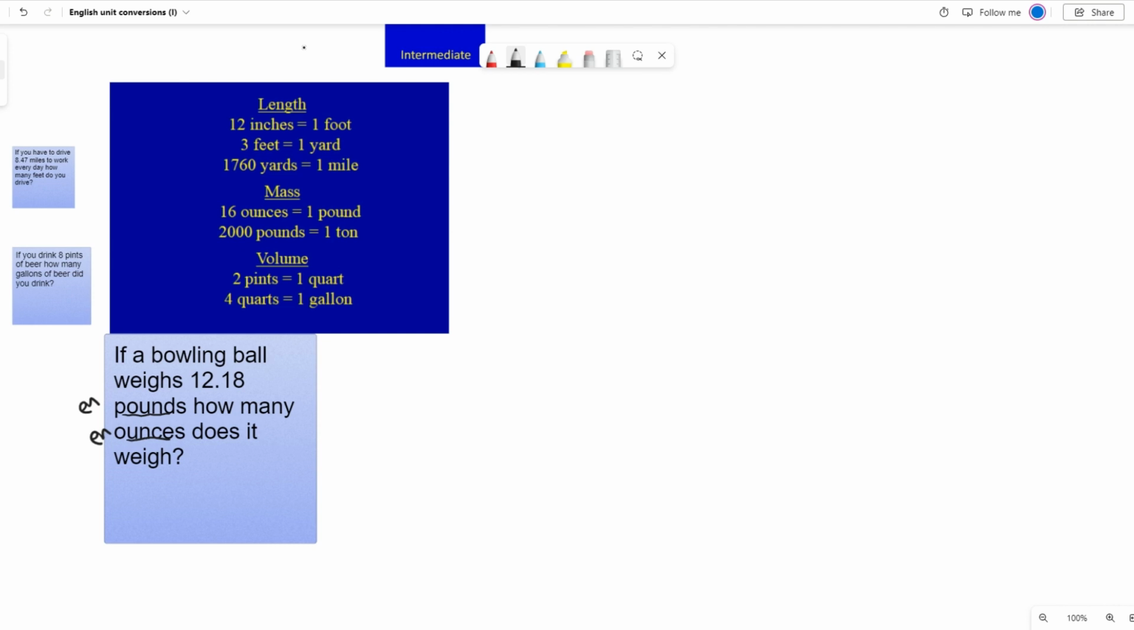So if we have 12.18 pounds, and the symbol for pounds is LB, but I actually use PD because with LB, sometimes the L can get mistaken for a 1, so that's why I just use PD.